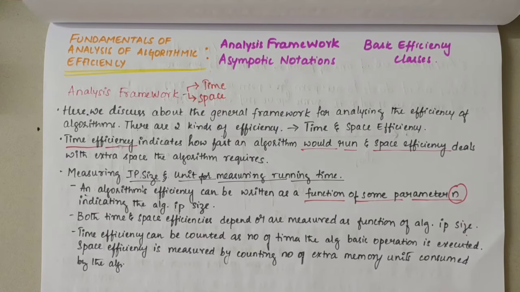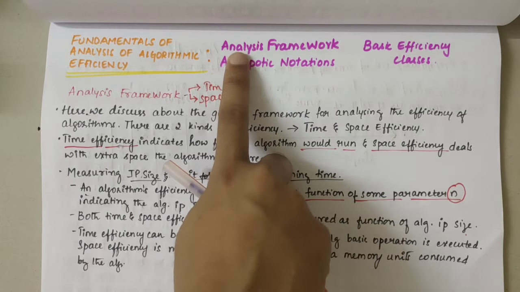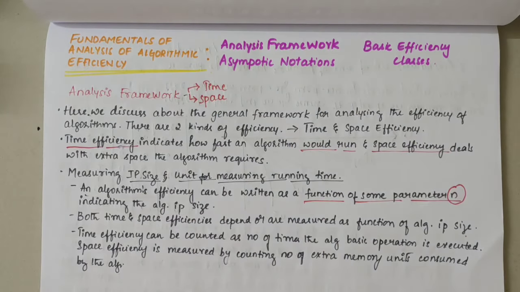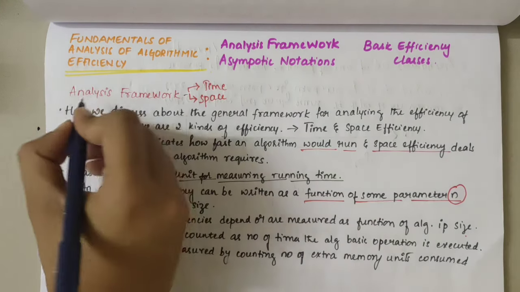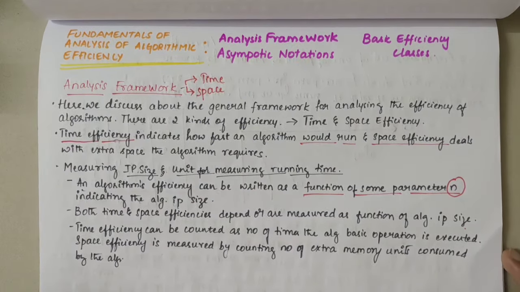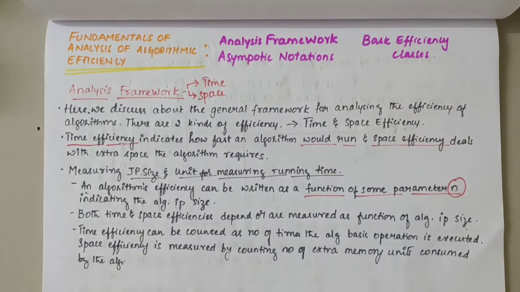In this video, we'll be discussing the fundamentals of analysis of algorithmic efficiency. We'll be emphasizing the topics: analysis framework, asymptotic notations, and basic efficiency classes. So starting with the analysis framework. In the analysis framework, we'll basically be speaking of two topics, that is time efficiency and space efficiency.